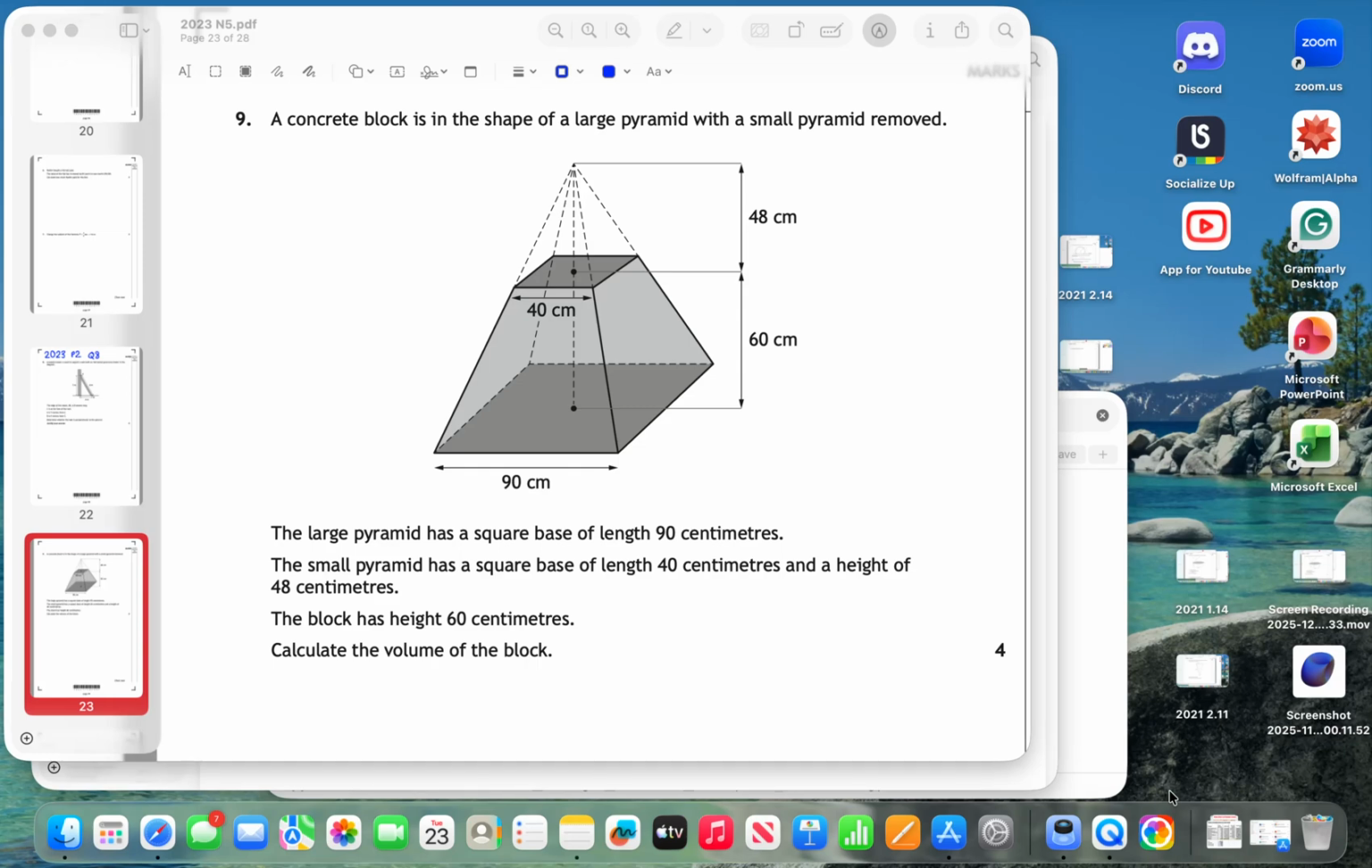2023, Paper 2, Question 9. We have a pyramid with a small pyramid removed, and we want to calculate the volume of this shape. We're given the information about the dimensions, and if you want to pause the video and have an attempt at it yourself, you're welcome to do so. But otherwise, I'm going to go through the question.